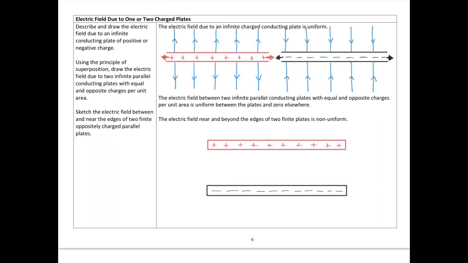So, if we go to two oppositely charged plates, if we think about a spot here in the middle, it's going to get pulled towards the negative, repelled from the positive, so it's going to be directly downwards. And in the space between those plates, that will be uniform. So it will basically be this even spacing.